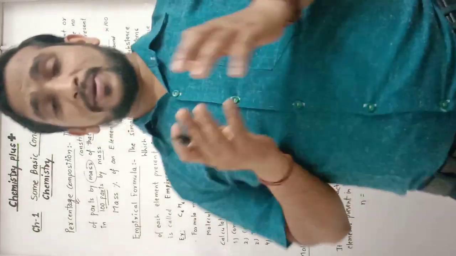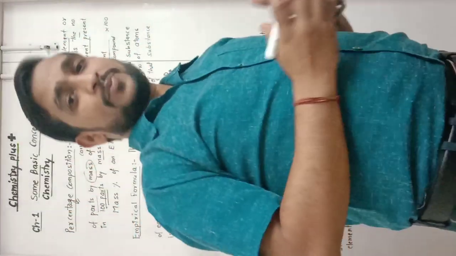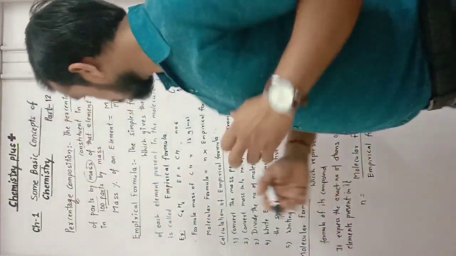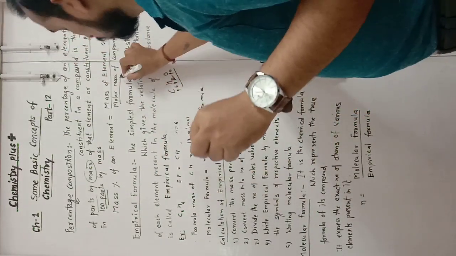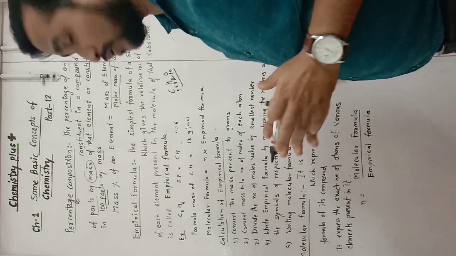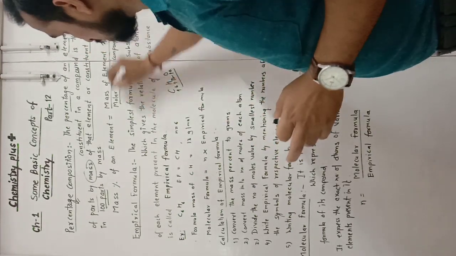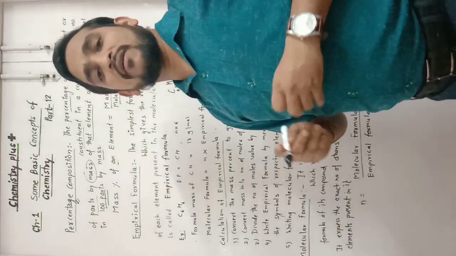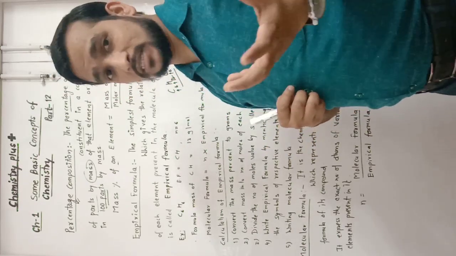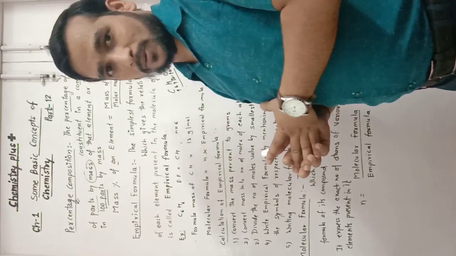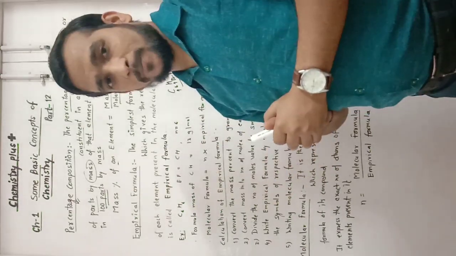That means the mass percentage of any element present in any compound is equal to the mass of that particular element divided by the molar mass of the whole compound, multiplied by 100. That becomes the mass percentage of a particular element. It tells us by how much percent it is present in any compound. This is the percentage composition.